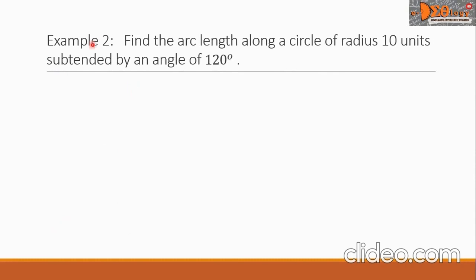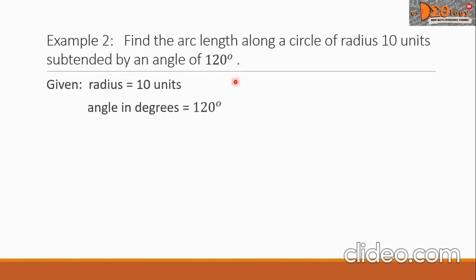Let's have example 2. Find the arc length along a circle of radius 10 units, subtended by an angle of 120 degrees. Let us collect the given first. The radius is 10 units. The angle is given in degrees, that is 120 degrees. The formula is S equals R times theta.